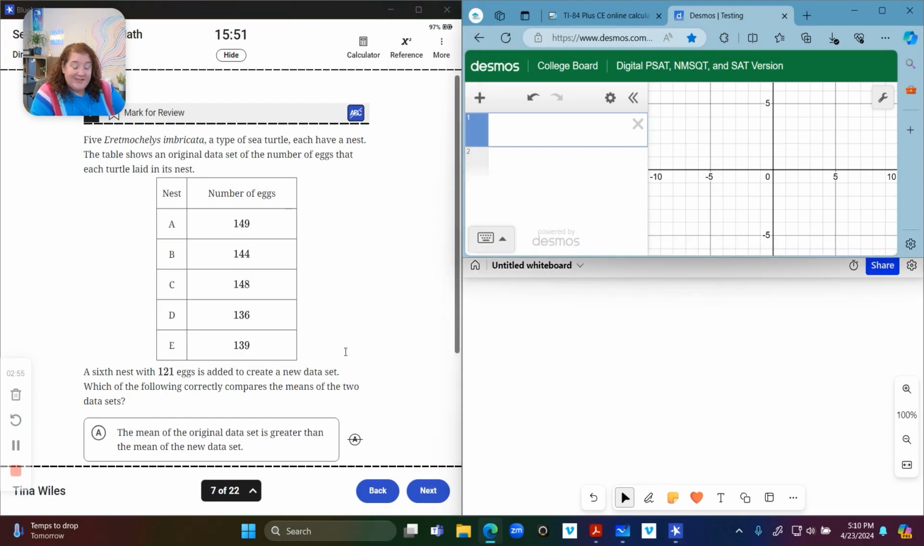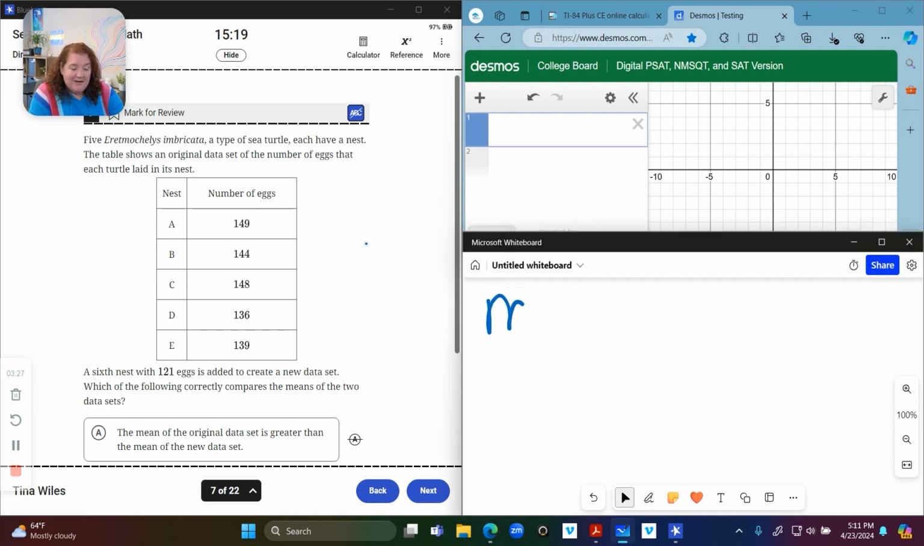All right, and now let's have a little statistics thrown in there. Five turtles, a type of sea turtle, each have a nest. The table shows an original data set of the number of eggs that each turtle laid in its nest. We have the nest and the number of eggs. A sixth nest with 121 eggs is added to create a new data set. Which of the following compares the means of the two data sets?